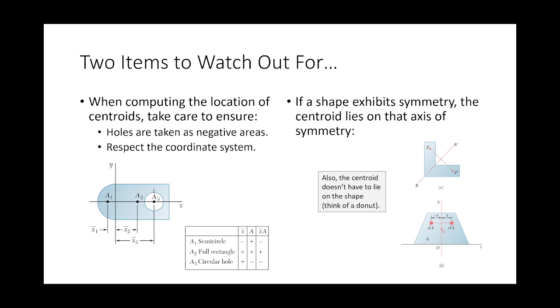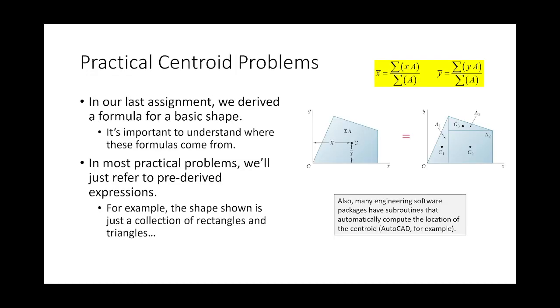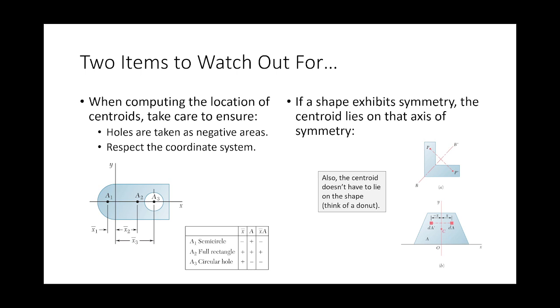Number one, holes are taken as negative areas. In order to compute the centroid, you have to use this formula right here, the sum of Ax over the sum of A. If I look at this shape right here, I would say it's comprised of 3 regions. There's a semicircular region, there's a rectangle, and then there's this circular region, but that circular region is a hole. So I need to recognize that that area is negative. I have a positive area here, a negative area here.